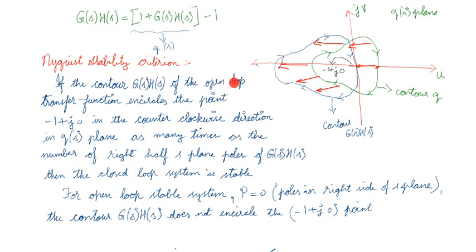Again I read the statement. If the contour GH of the open loop transfer function encircles the point minus 1 plus j0 in the counterclockwise direction in the Q(s) plane as many times as the number of right half S plane poles of G and H, then the closed loop system is stable. If it encircles some number of times equal to the number of open loop poles on the right side of the S plane, then I can say the system is stable. If that is not equal, then I say it is unstable. If you solve a problem, you get a very clear idea.